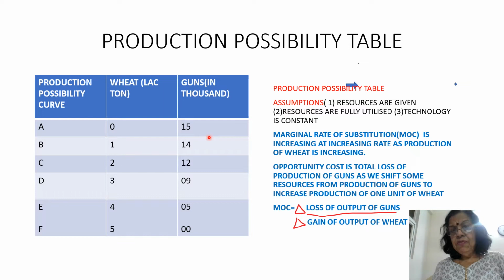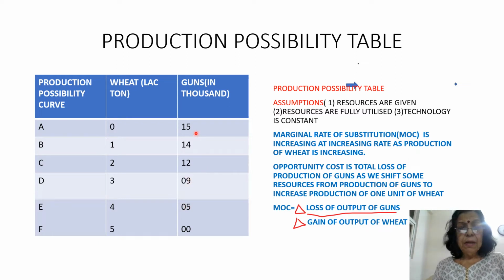So if you put all the resources to produce guns, then you can produce 15,000. Then wheat production will be 0. But this is not possible. A country cannot produce only guns and no wheat. So there are several combinations available that the country can produce.